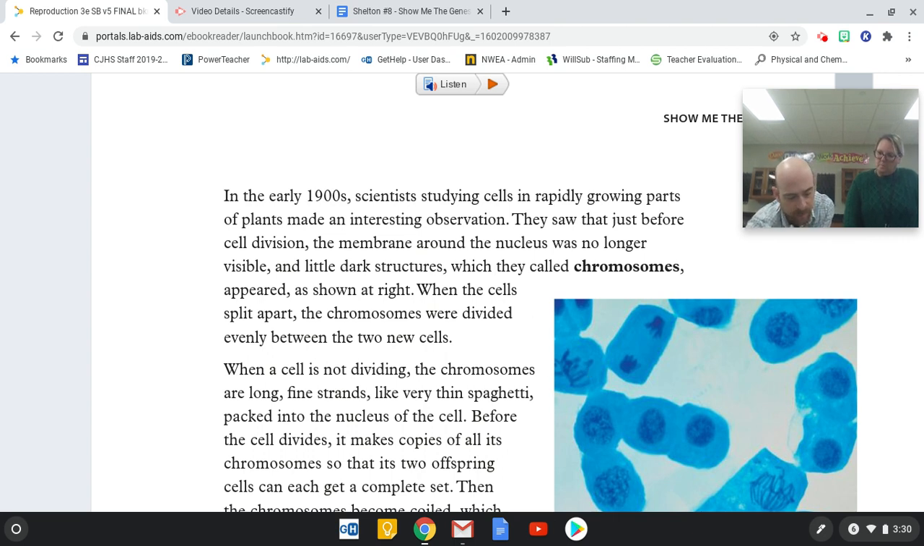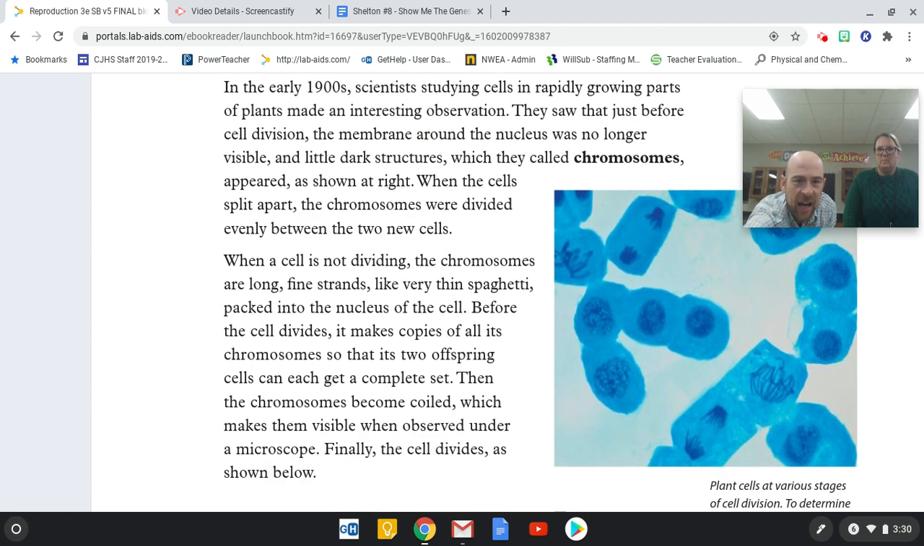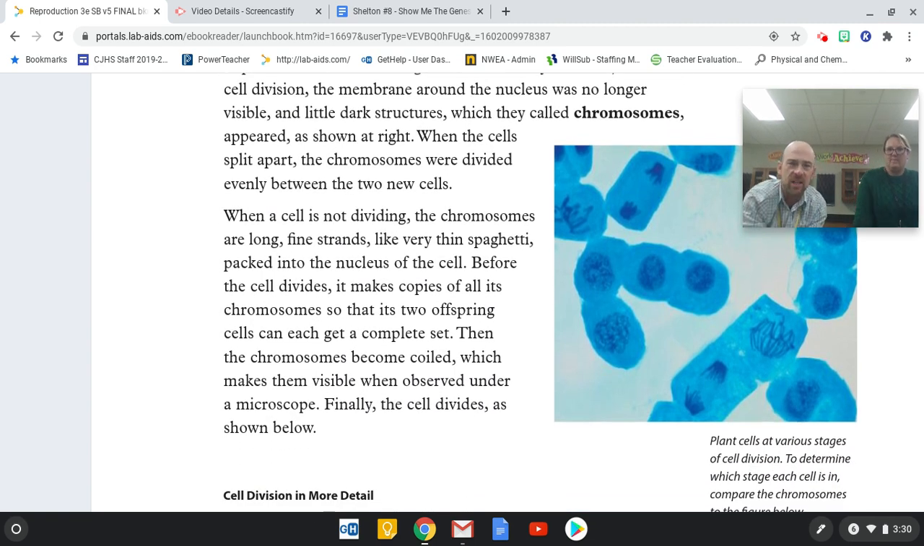When the cells split apart, the chromosomes were divided evenly between the two new cells. When a cell is not dividing, the chromosomes are long, fine strands like very thin spaghetti, and they're packed into the nucleus of the cell. Before the cell divides, it makes copies of all its chromosomes.